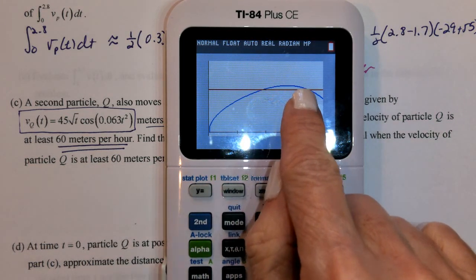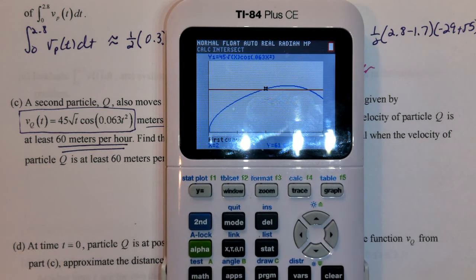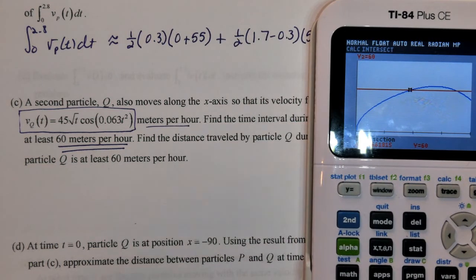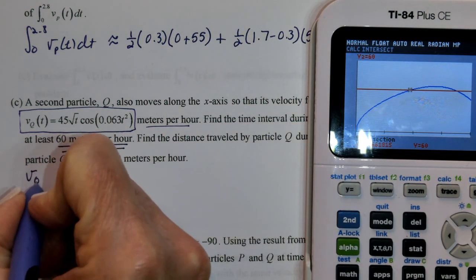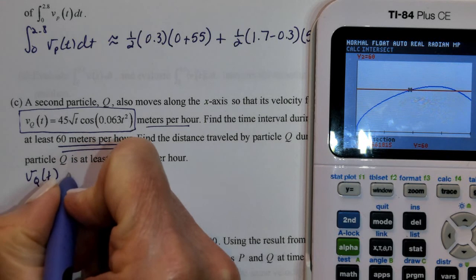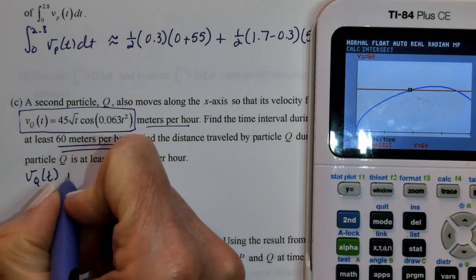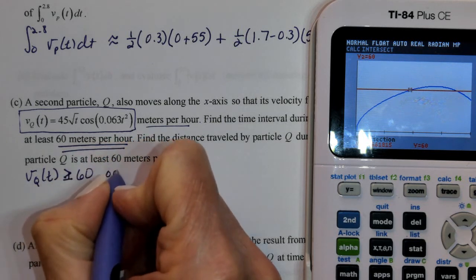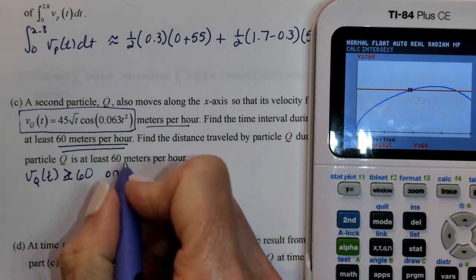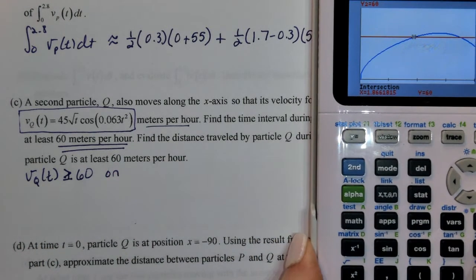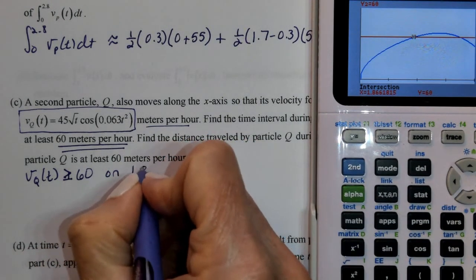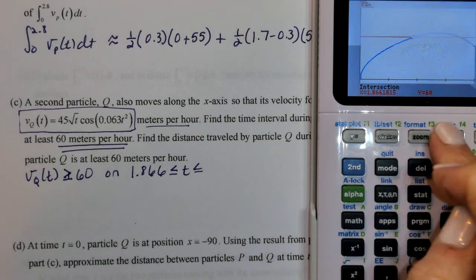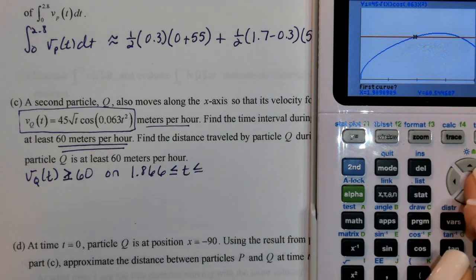Okay. The time interval when the velocity is at least 60 will be from this time including to this time including. So second calc 5, enter, enter, enter. I need to tell AP what I'm doing here. So I'm going to say V sub Q of T is greater than or equal to 60 on, okay, so that time, let me grab that time, 1.866 to second calc 5. Let's get over here a little bit.